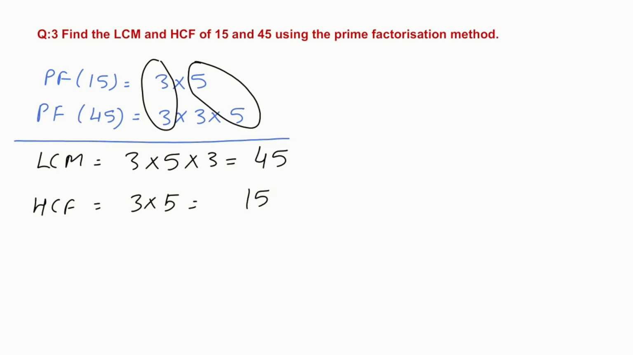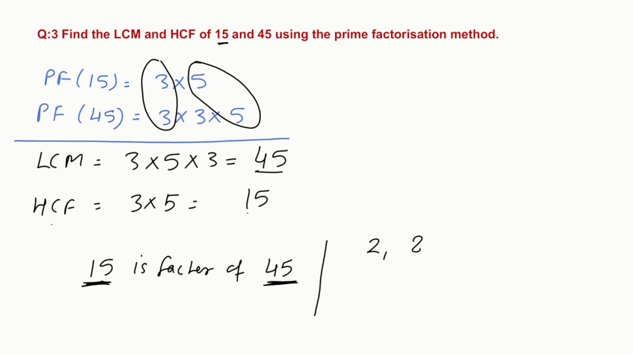So here one more thing, 15 is a factor of 45 itself. So if one number is a factor of another, we always get the LCM as the highest number and the HCF as the lowest number. You can check this with another example, 2 and 8. So the LCM will be 8 and the HCF is 2. So the LCM will be the highest number and the HCF is the lowest number.